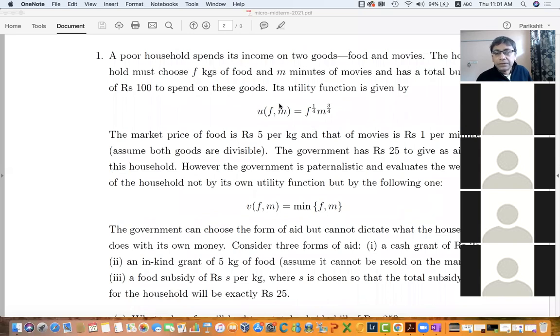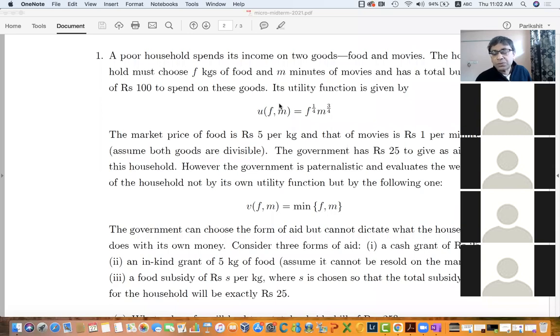I had one question with regards to this. What exactly does paternalistic mean? Does it mean that the government is unaware of the utility of the household, or is it that it just evaluates it differently, like a father? Like it evaluates it differently.